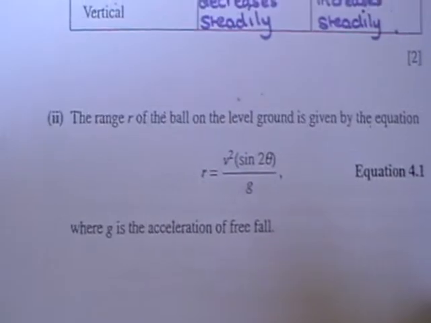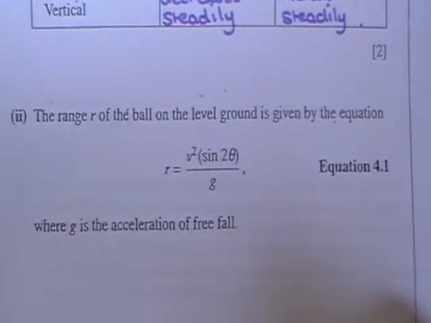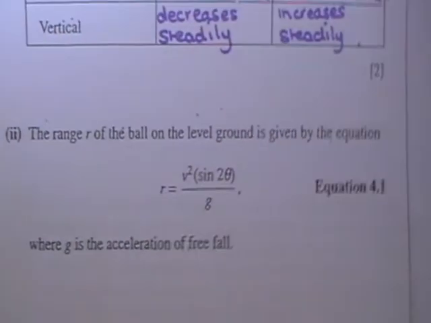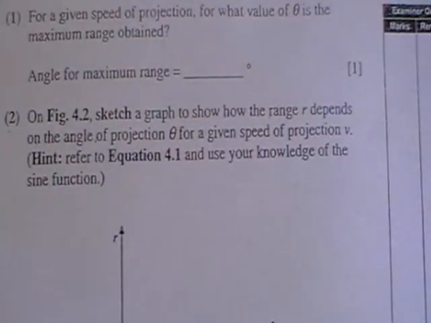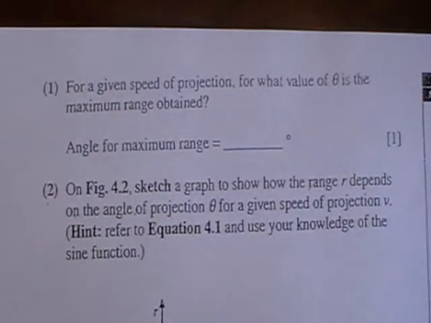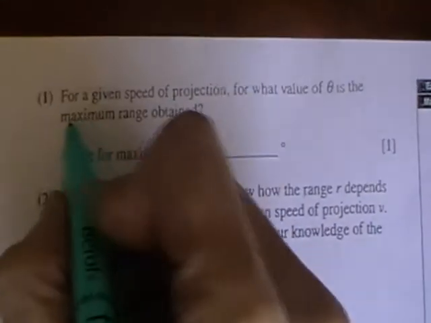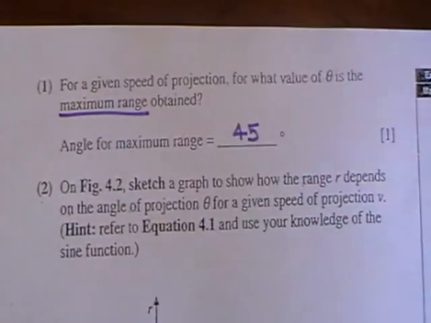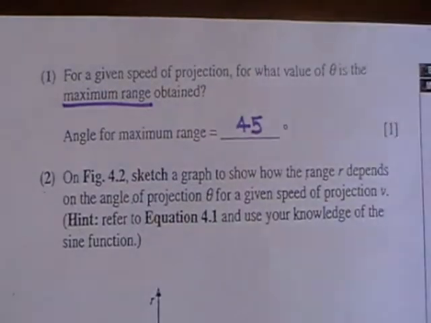The range r of the ball on level ground is given by the equation r is equal to v squared times the sine of 2 theta, all divided by g, where g is acceleration of free fall. For a given speed of projection, for what value of theta is the maximum range obtained? So the maximum range is always obtained when the angle is 45 degrees, and you should learn that. That's whenever you get your maximum range.